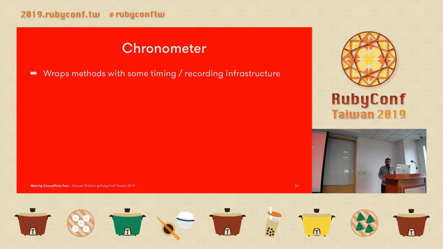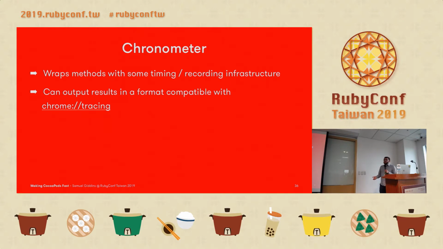So it's really simple. It wraps methods by redefining them, and it times how long they take and records things like their parameters and the return value along with the duration. And it can output results in a format compatible with Chrome's really cool tracing view. I don't know if you've seen that, but it's used by Chrome developers to figure out how long a web page takes to load and where all that time is going. And yes, it's all going to your fancy JavaScript.